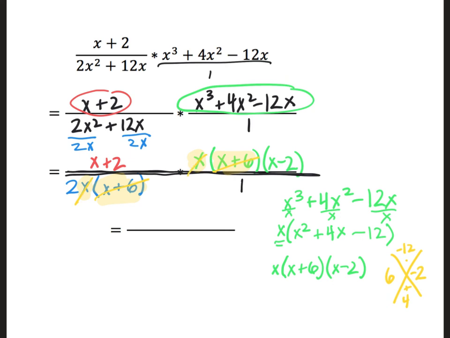And that is all I can do. So on top, I'm left with x plus 2 times x minus 2. We're left with x minus 2. And then the bottom, you have 2 times 1, which just gives you 2. So this would be your final answer.